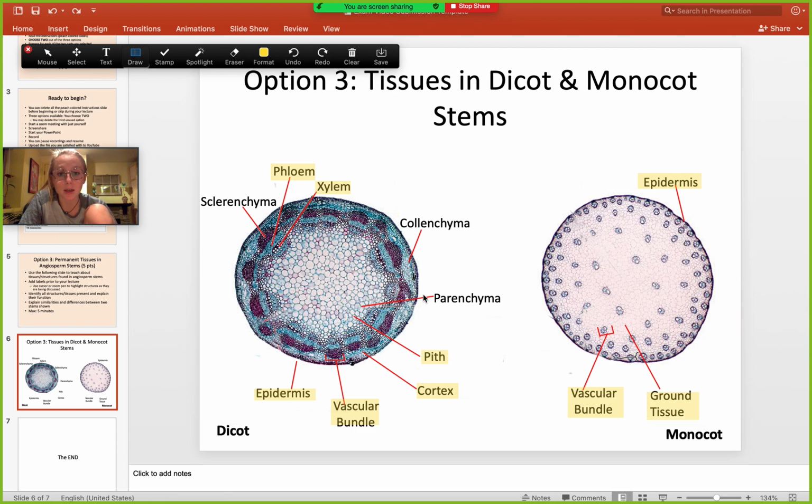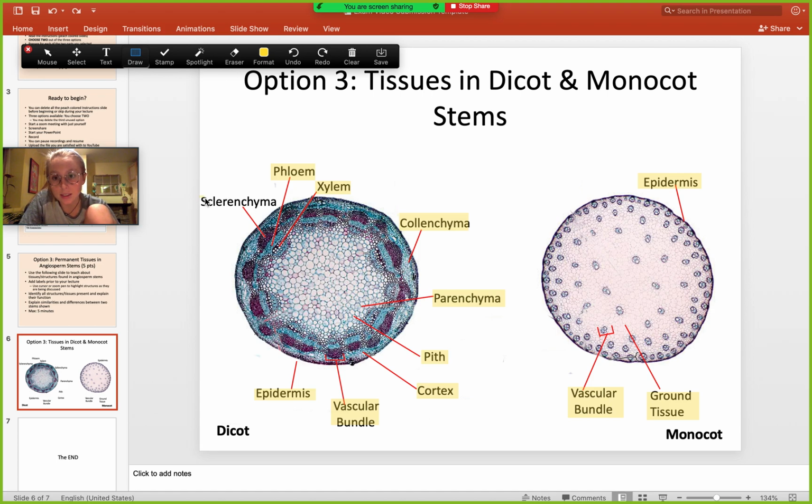Now, the pith is made up of parenchyma cells. These cells function in storage and photosynthesis and make up the bulk of the plant. Now, the collenchyma cells, they make up the cortex, and these cells function in the elasticity and the support of the plant.